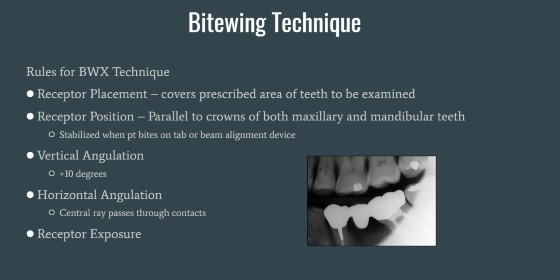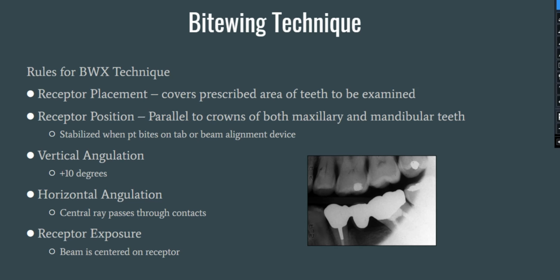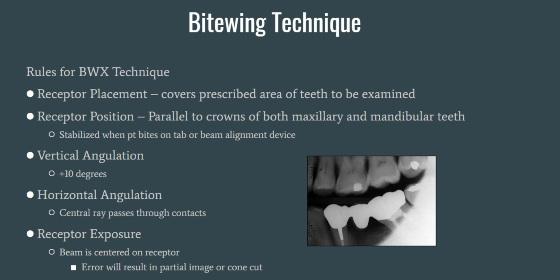And your receptor exposure. Make sure the beam is centered on the receptor. If the beam is not centered, one of the errors that you may have is called a cone cut. That is what this is an example of right here. This is called a cone cut, where you can see this is probably an XCP ring right here. You've cut off a few pieces of important information on this x-ray. So your exposure is a very important rule to think about. That partial image or the cone cut is considered an error and that film would need to be retaken.